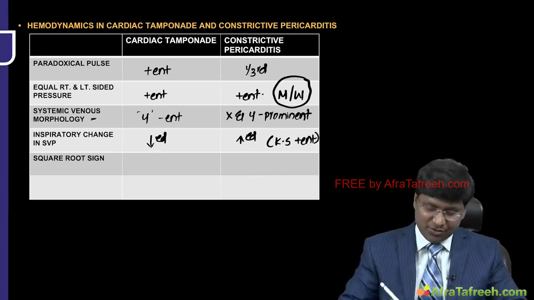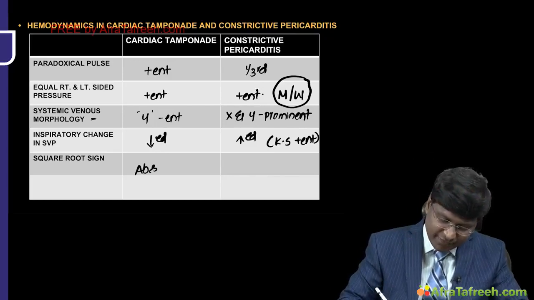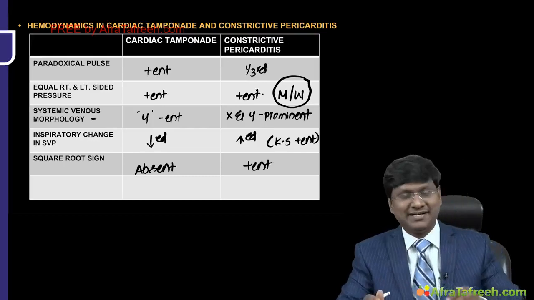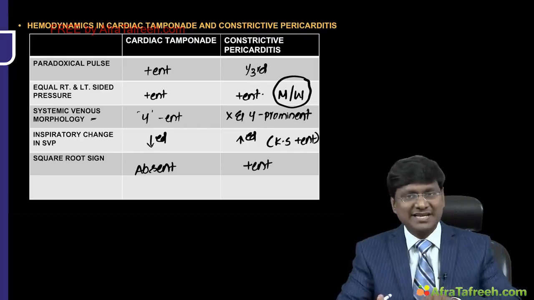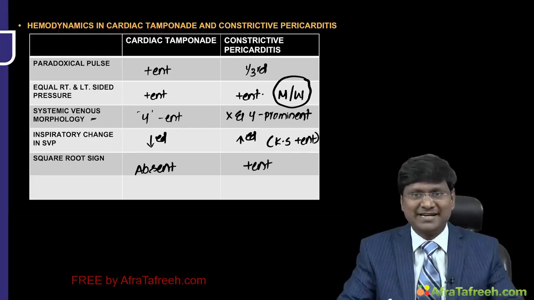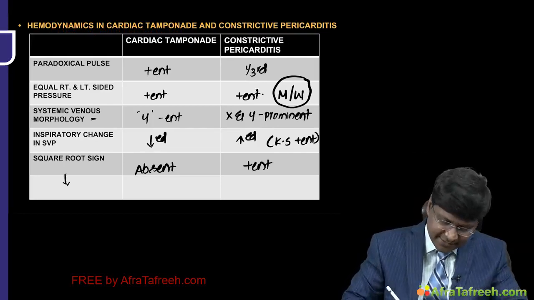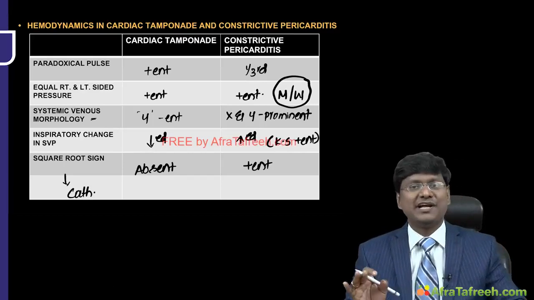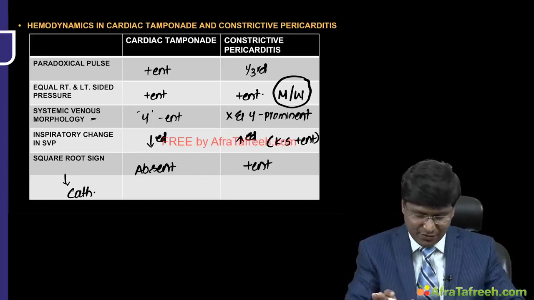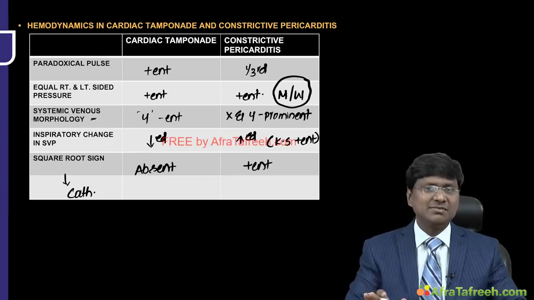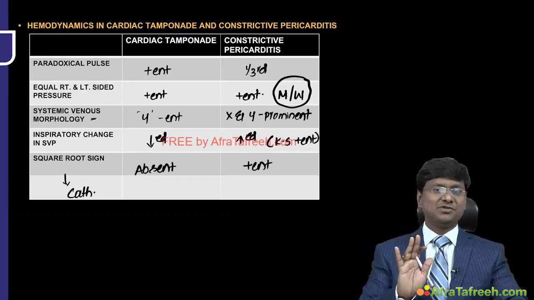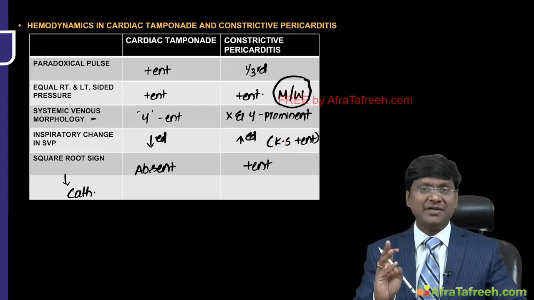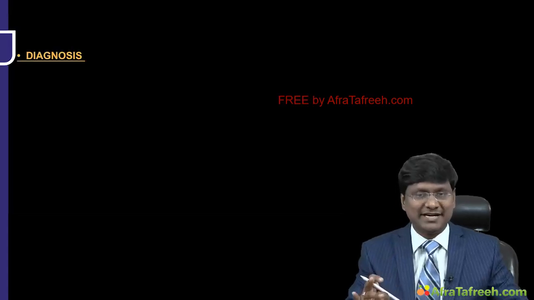And what about the square root sign? It is absent in case of cardiac tamponade, whereas present in patients with constrictive pericarditis. What is the square root sign? We have discussed in detail in the section on constrictive pericarditis. Basically, it is the cardiac catheterization finding of the ventricular pressure changes. That is what will give you the square root sign. So this is about the differential diagnosis of cardiac tamponade. One is RVMI, the other one is constrictive pericarditis.